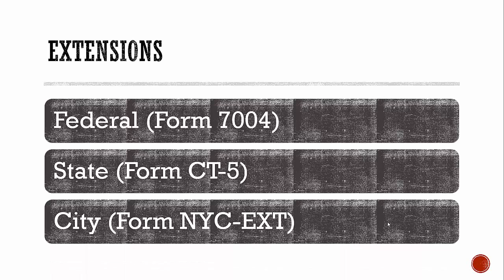So the first topic we're going to talk about are extensions. I feel that it's important that if you know what you're dealing with before you have to process something and understand what's going on, it really makes the processing simpler. So I'm just going to go through some basics with the extensions. Based on our general rules, there'll be three forms that you'll be receiving. The federal form, Form 7004. The state form, which is the Form CT5. And the city form, the New York City NYC EXT. So if you don't receive any of those, then you know something might be up.